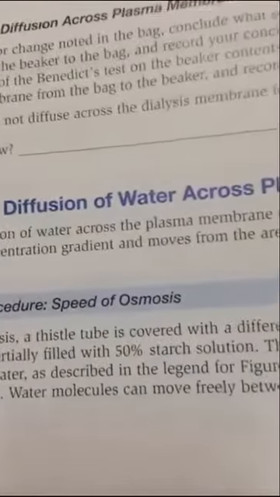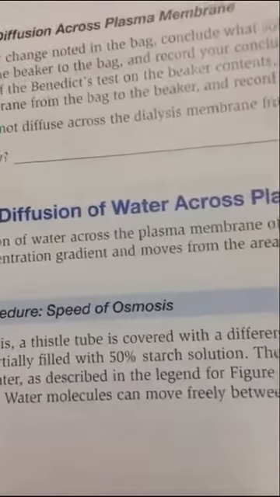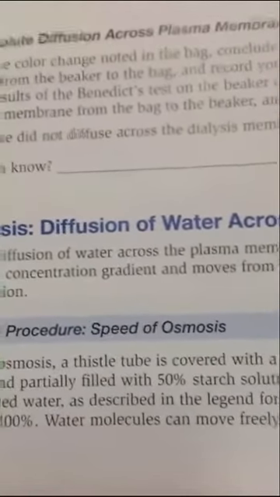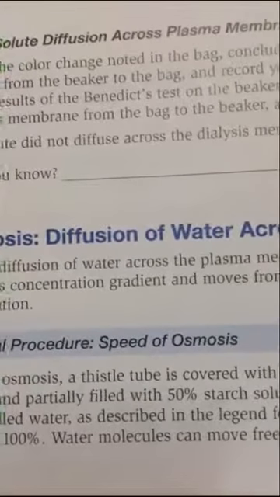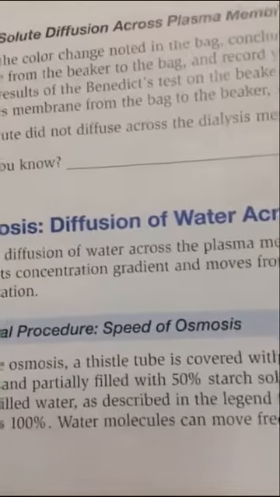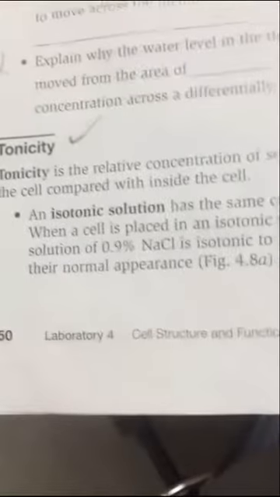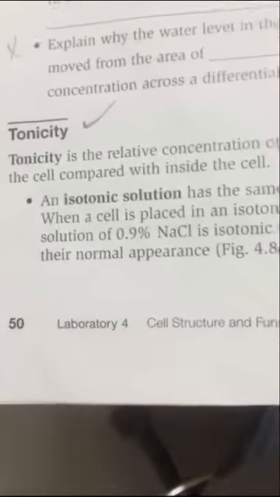Osmosis is the diffusion of water. So water will move from an area of high concentration to an area of low concentration, pretty much like what the dye did, except that we're using water, of course, instead of dye. So from a high to a low concentration. This portion of the lab right here we're not going to do, so you can omit that section. On tonicity, if you'll notice the term isotonic, iso means same in Latin.